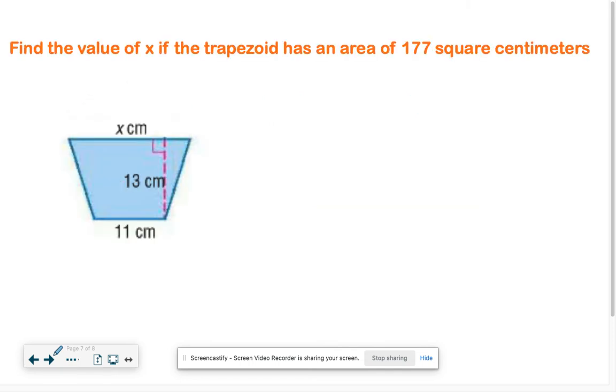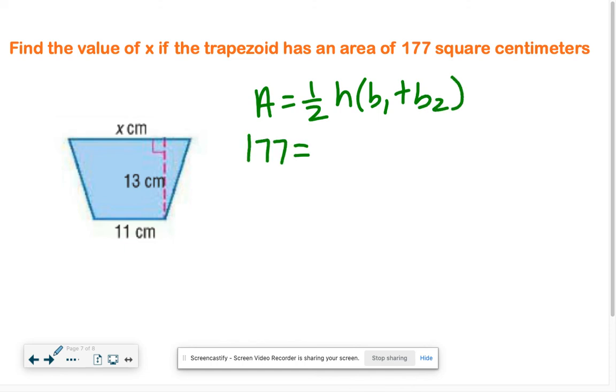And then, of course, we're going to do one where we work backwards because that's good for your brain to exercise it in that way. So we have a trapezoid here. We're looking for our base, which is x centimeters, if we have an area of 177 square centimeters. So again, start with our formula here. Let's plug in what we know. Our area is 177. We have a height of 13. Our top base is x. Our bottom base is 11.